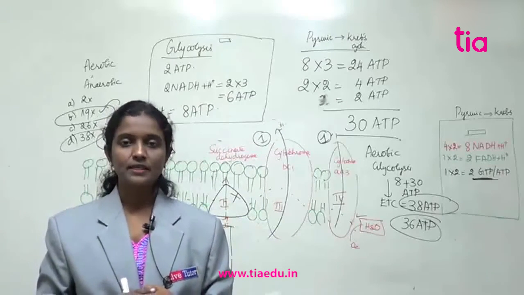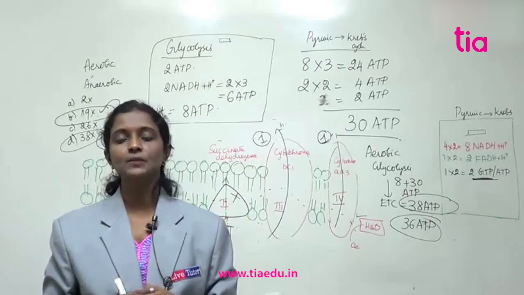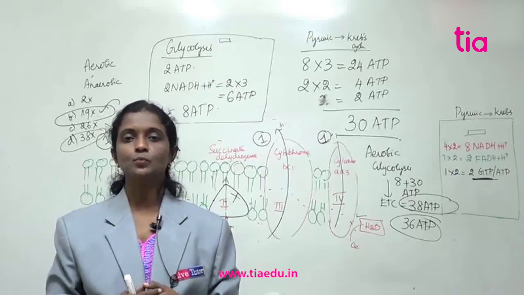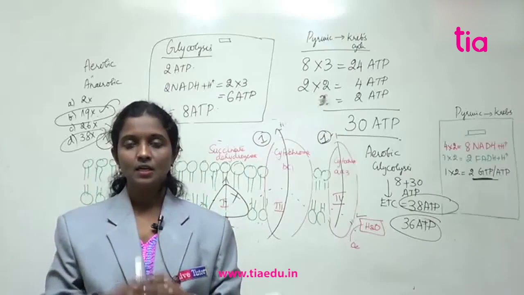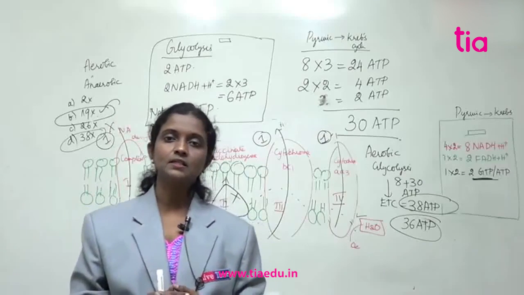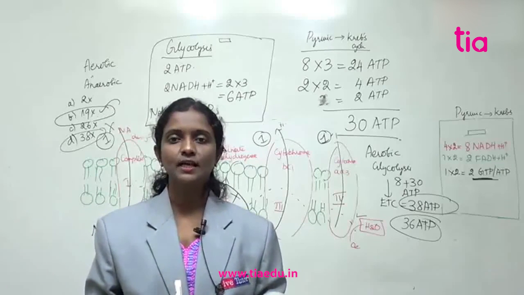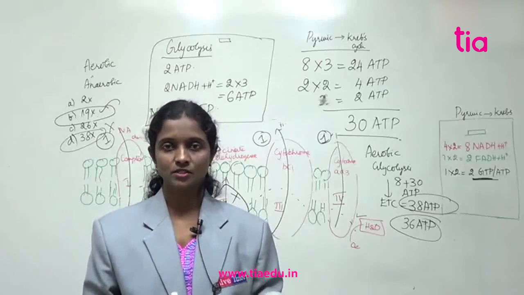Formation in oxidative phosphorylation. In our next class, we will see what happens in a plant: photophosphorylation. How does photophosphorylation take place in plants? And also we will see the light and dark reaction, C3 cycle, C4 cycle, and crassulacean acid metabolism in our next session. Thank you.